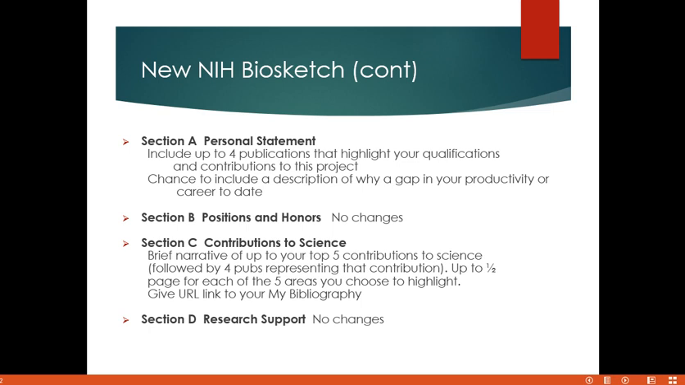So up to 5 contributions, followed by 4 pubs representing that contribution. And each of these areas, including the 4 pubs, can be up to a half a page, they're suggesting. Now, I don't think anybody's measuring exactly, but they're trying to give you a feel. So you can see how this gets to 5 pages faster, which doesn't help reviewers find out much more about the person. And again, there's some feeling among our group when we were using it that it favored the senior people versus early career people. So we just said, you do all the early career people together and you have that as your framework.